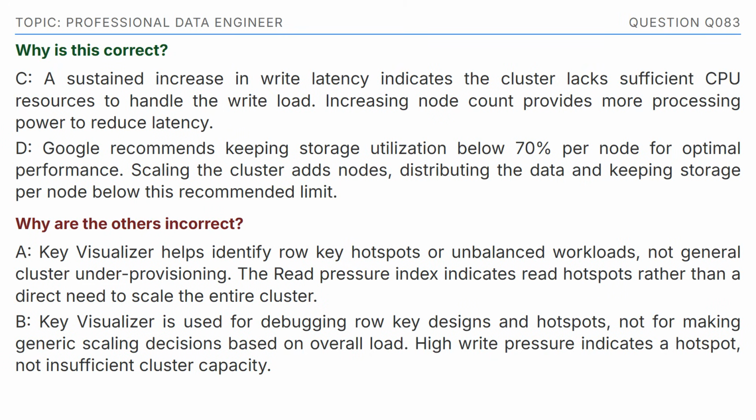A. Key Visualizer helps identify row key hotspots or unbalanced workloads, not general cluster under-provisioning. The read pressure index indicates read hotspots rather than a direct need to scale the entire cluster. B. Key Visualizer is used for debugging row key designs and hotspots, not for making generic scaling decisions based on overall load. High write pressure indicates a hotspot, not insufficient cluster capacity.